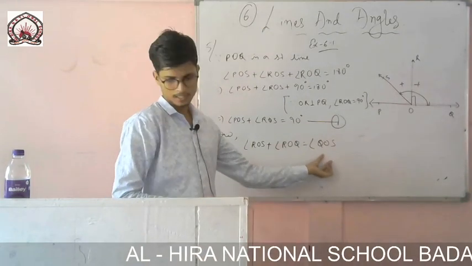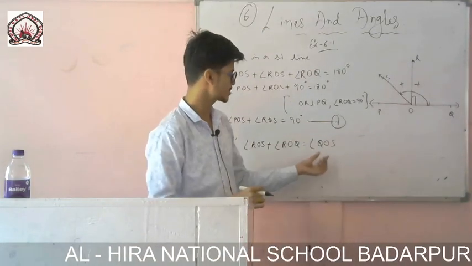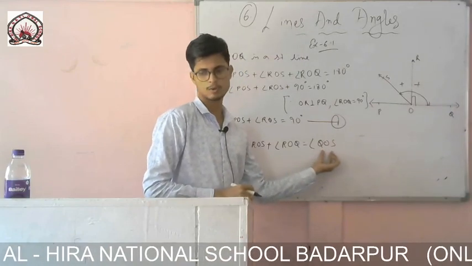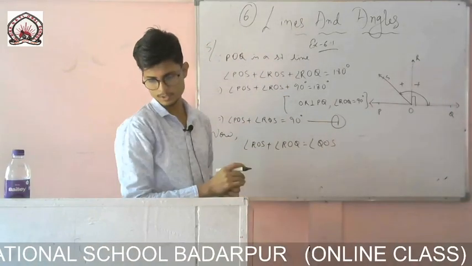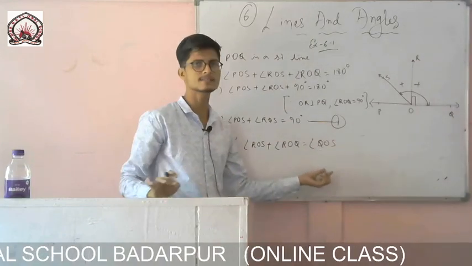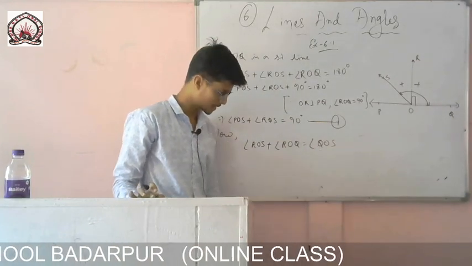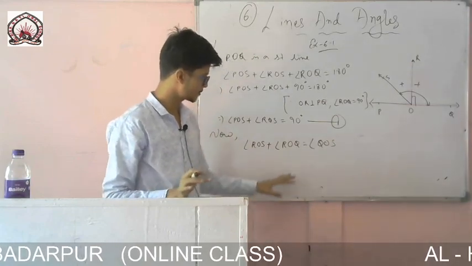Actually, why have I written this? Because in the question you have to find this one also. The relation is given like this: angle ROS is equal to half of angle QOS. That means I need this one also, and this is the easy way to find it, just prove this one.